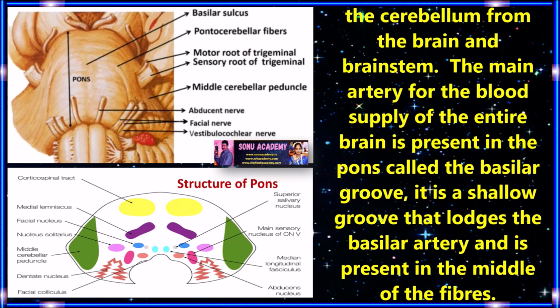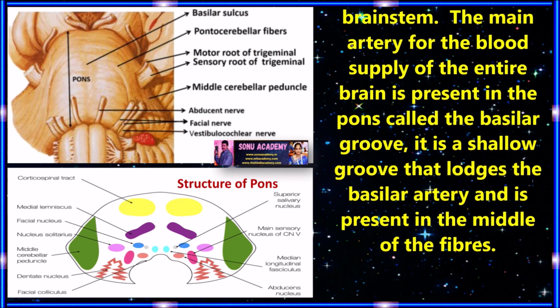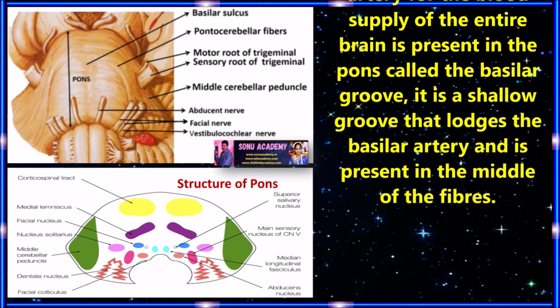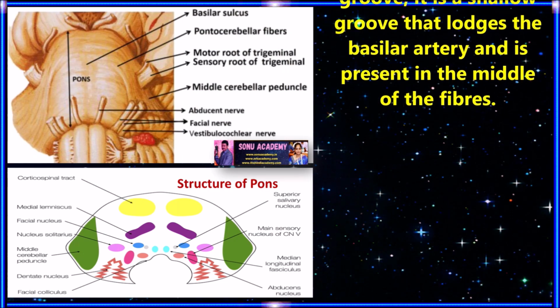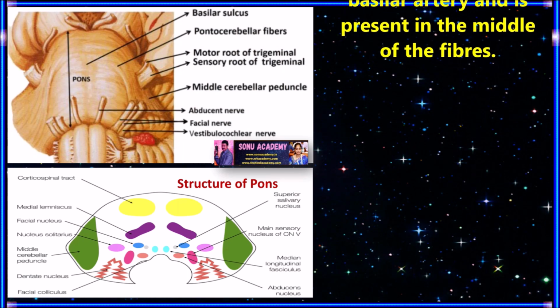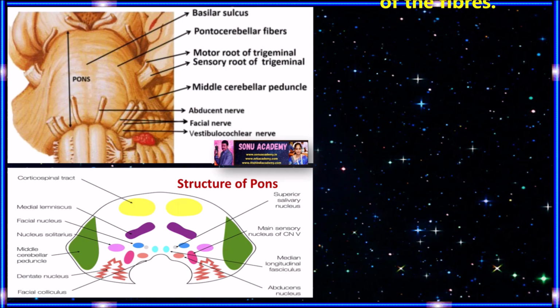The main artery for the blood supply of the entire brain is present in the pons, in the basilar groove. It is a hollow groove that lodges the basilar artery and is present in the middle of the fibers.